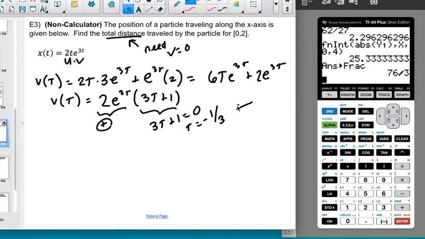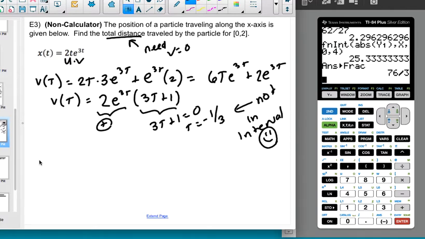Well, this is not in the interval, which is nice, because since it's not in the interval, that means that this particle doesn't stop at any point in the interval I'm given. So displacement equals, essentially displacement and distance are the same, it's just a matter of the sign. So I don't have to worry about that stop.